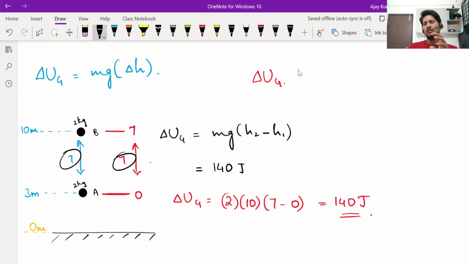Okay. So when applying mechanical energy conservation, if you have to include gravitational potential energy in the equation, you can assume any one of the levels as the 0 energy level. Any level above it will be positive potential energy. Any level below it will be negative potential energy.